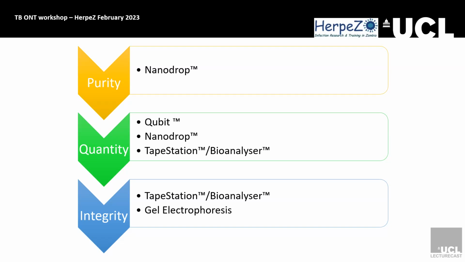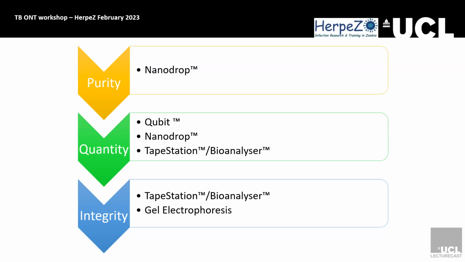For sequencing, we prefer to use the Qubit to quantify the concentration of the DNA, because there's a specific binding agent that binds the double-stranded DNA. So when you measure the fluorescence to determine the concentration, you know that it's bound to double-stranded DNA and not RNA or protein that may be in your solution.